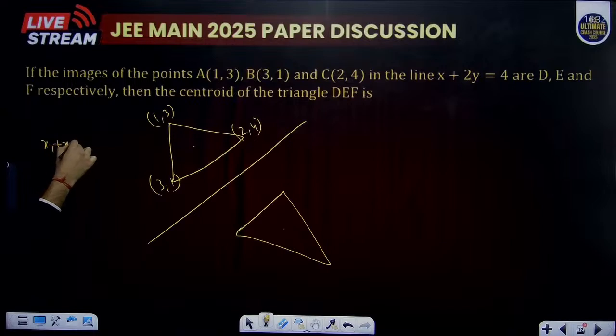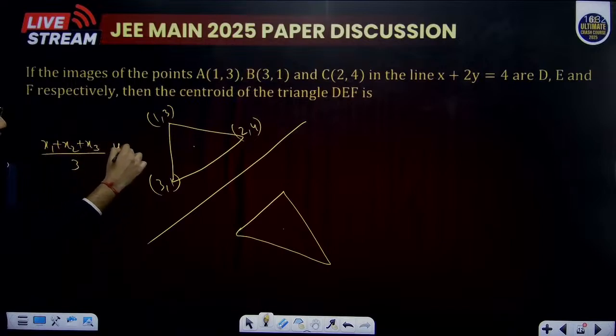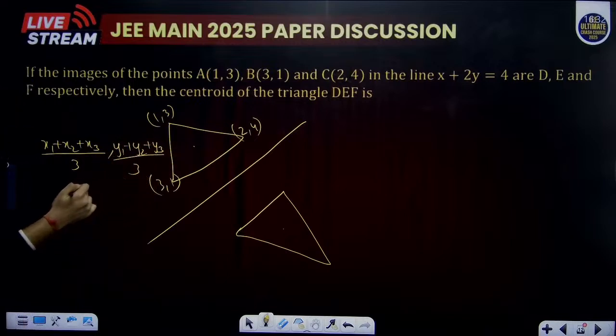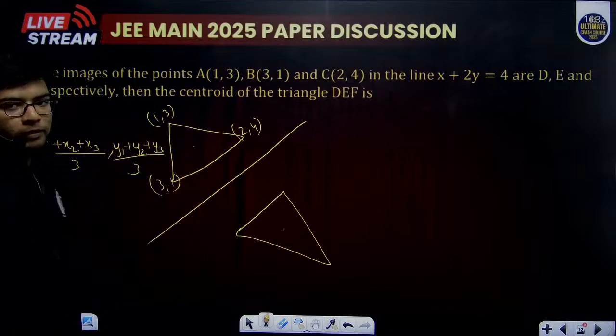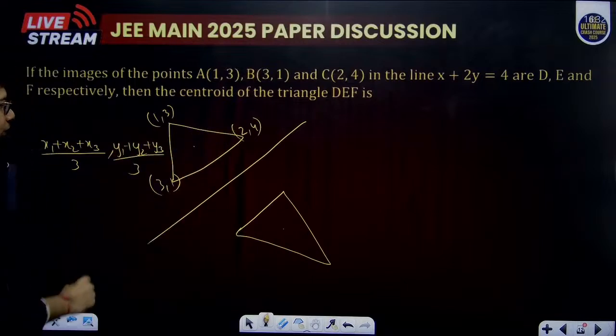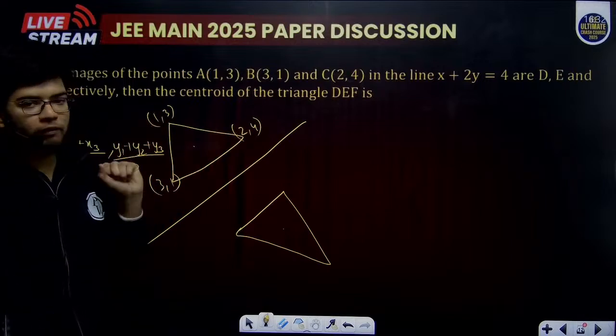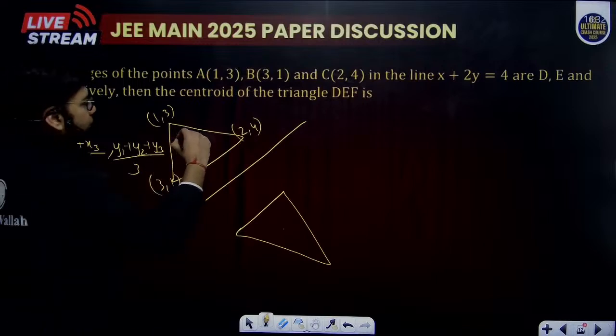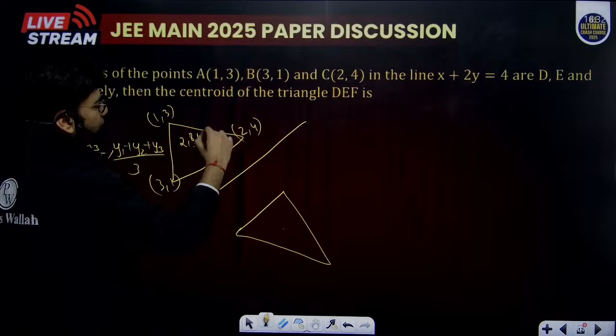(x1 + x2 + x3)/3, (y1 + y2 + y3)/3. So that means 1 plus 3 is 4, plus 2 is 6. 6 upon 3 will give you 2. 3 plus 1 is 4, plus 4 is 8. So 8 by 3. So (2, 8/3) is the coordinate of this centroid.